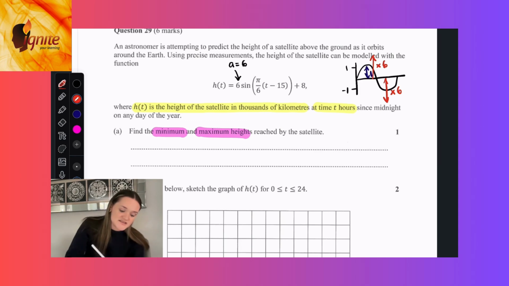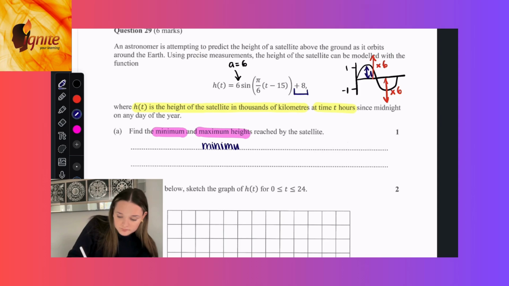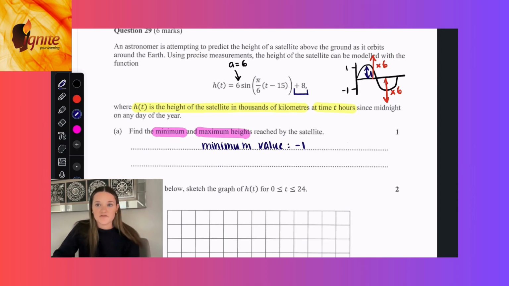We also need to take into consideration the fact that this graph has been shifted up 8 units. Now if I want to find my minimum value, I can take the usual minimum value of a regular sine graph, -1, times my new amplitude of 6, but make sure I also add my 8 units, to take into account that it's been shifted 8 units upwards. So I have -1 times 6 plus 8, which gives me 2.